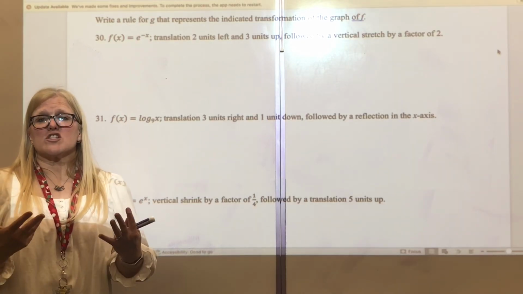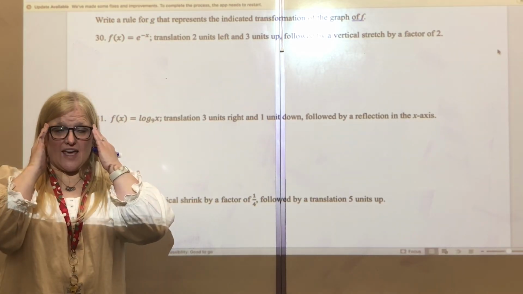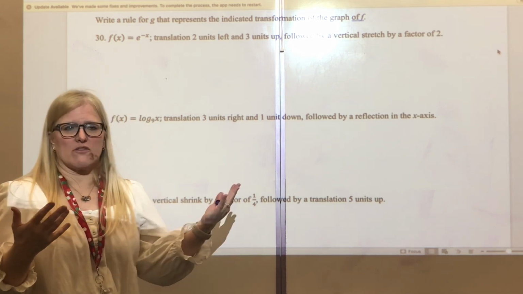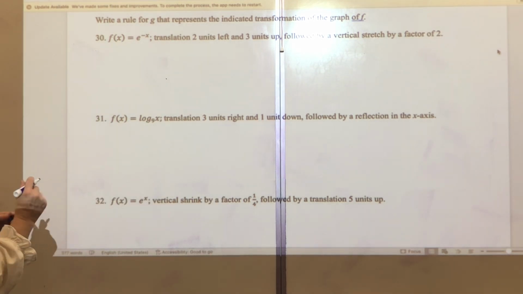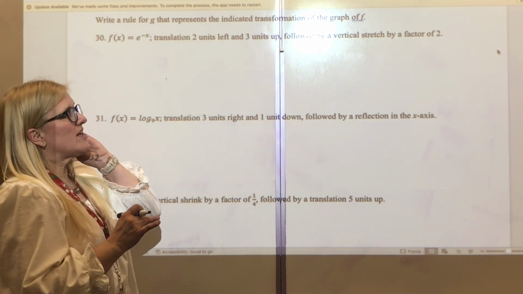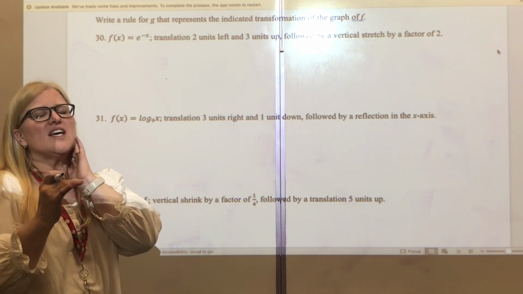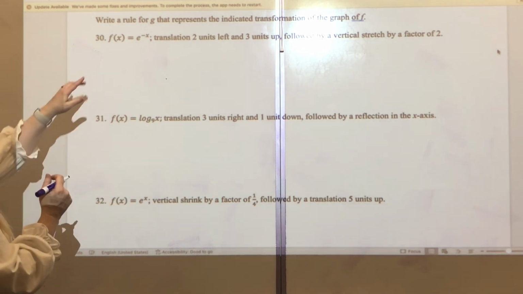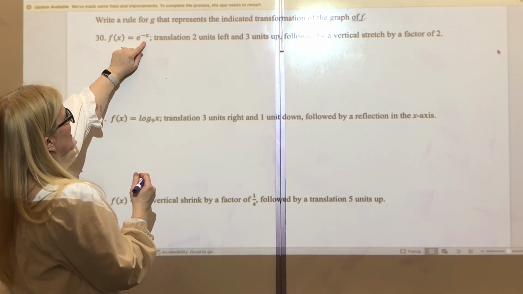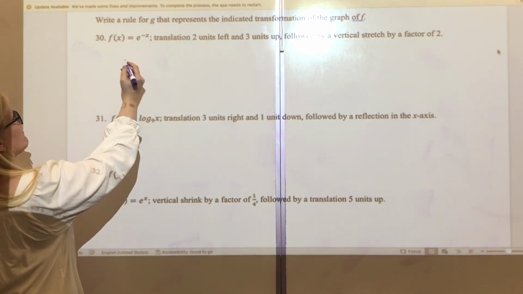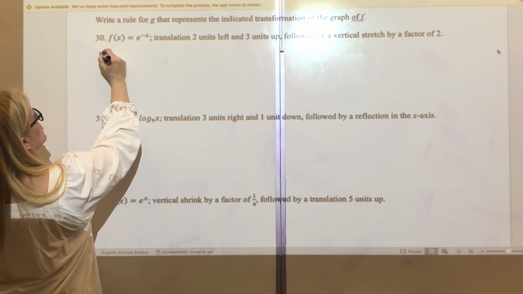Number 30, we're starting on transformations and looking at them algebraically instead of graphically. Here, it says write a rule for g that represents the indicated transformation of the graph of f. So this just means we're going to call it g of x when we're done. Okay, so we're starting with e to the negative x, and it asks for a translation 2 units to the left.